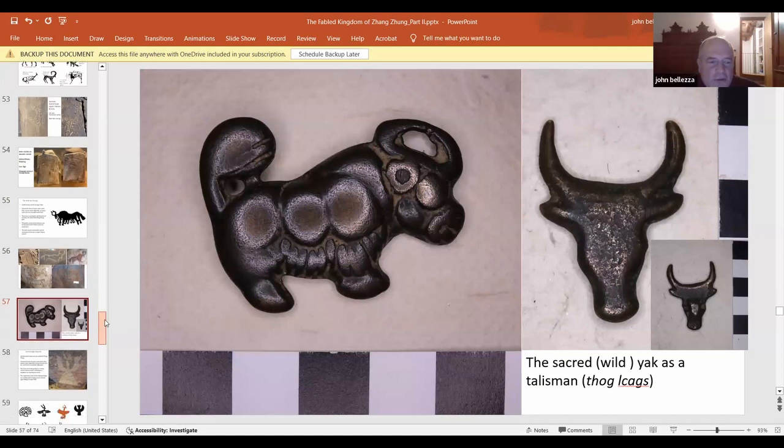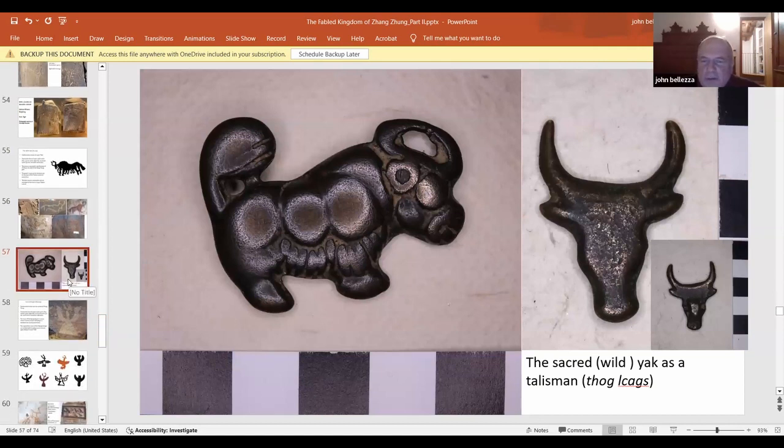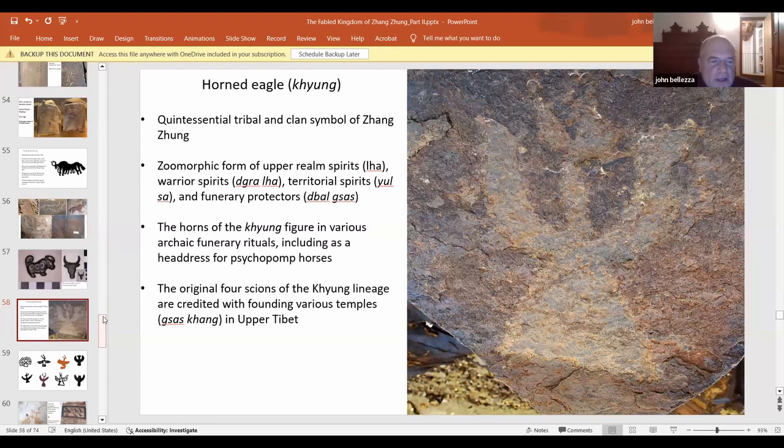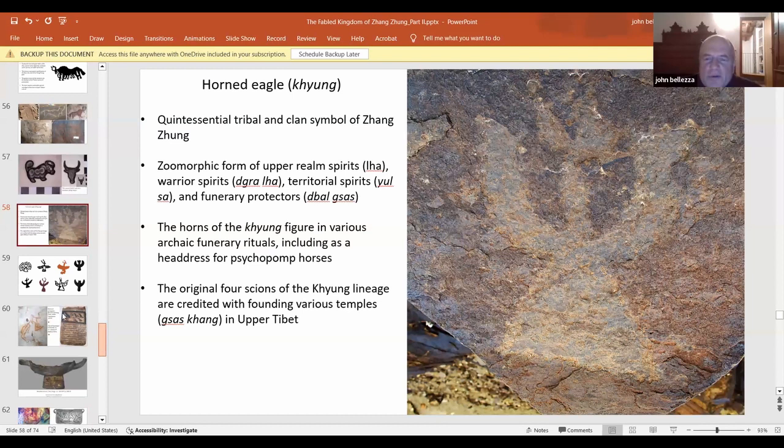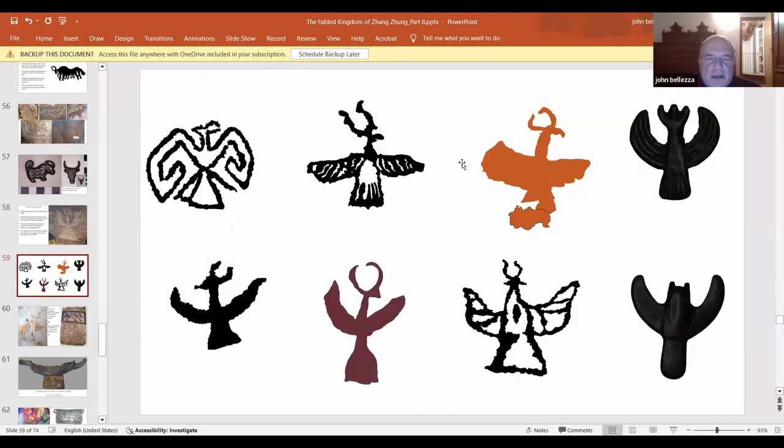The yak is a quintessential animal of Upper Tibet, probably all of Tibet, really. Here we have talismans in the form of a yak. I wanted to speak about the horned eagle. The horned eagle is a very important symbol of Upper Tibet. According to Bön text, it was the totem, if you will, of Zhang Zhung. It comes in many different forms. These are rock art. The ones on the far left are among many hundreds of kyung I've seen in real life or in photographs. These are two of the earliest, and they correspond with the rock art chronologically.